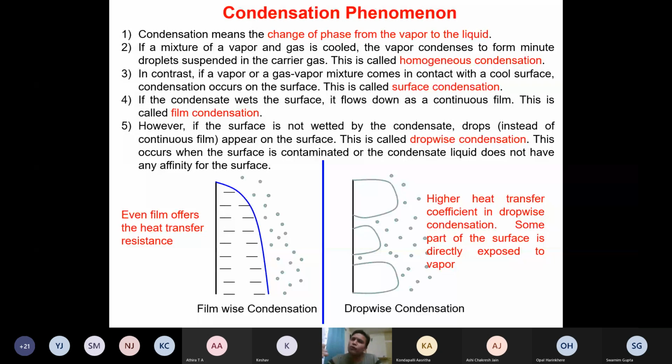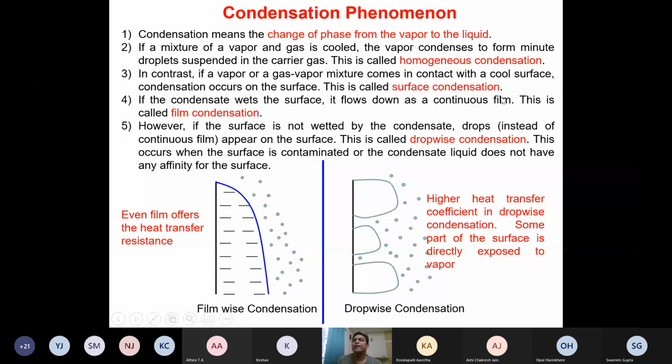This is also very important in the process industry, because you will see condensers used in the distillation column. You will see condensers used for cooling the reactor and all, isn't it? So condensation is a very important phenomenon in process applications. Condensation means the change of phase from vapor to liquid.